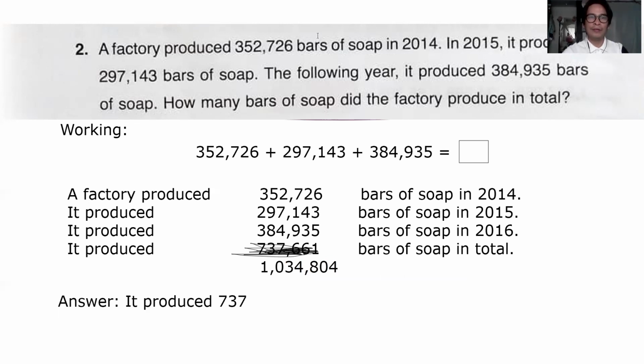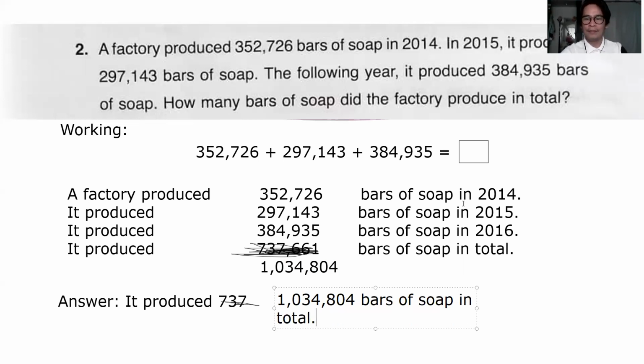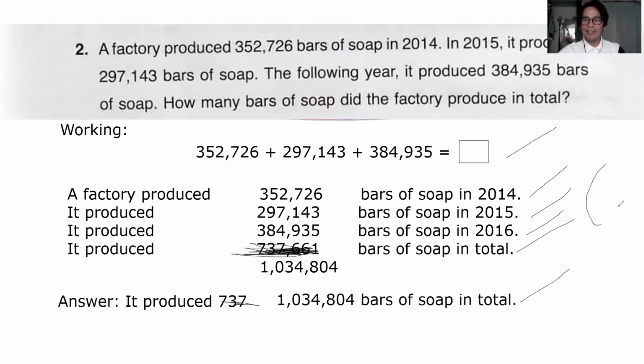Wait, I'm going to do it like this. This is wrong. 1,034,804 bars of soap in total. And then you get your red pen and you check. One point each. So 1, 2, 3, 4, 5, 6. You write 6. Okay, so 6 plus 5, 11. You got 11 points today.